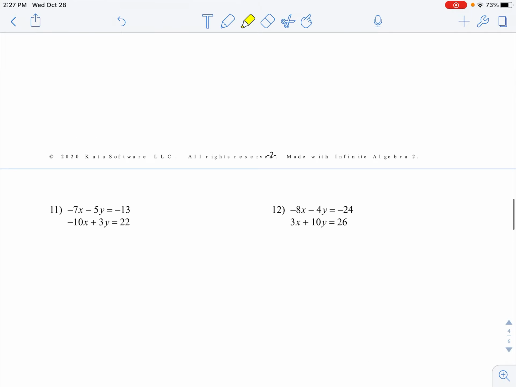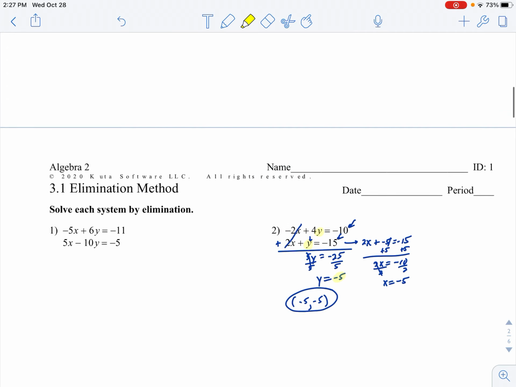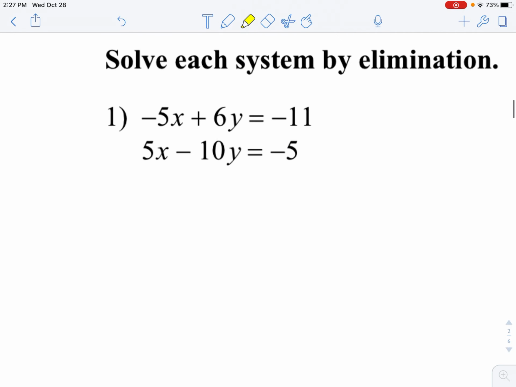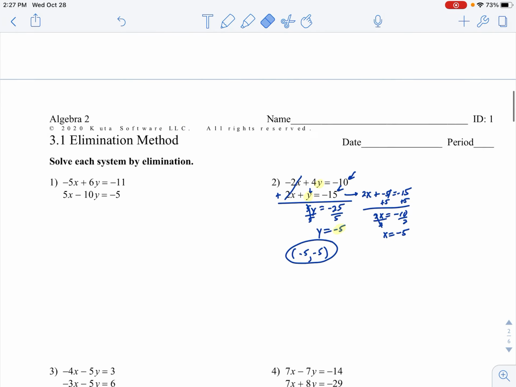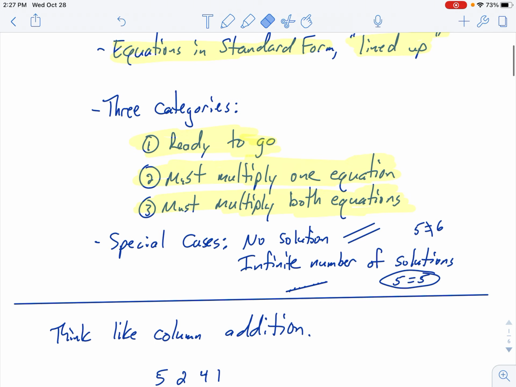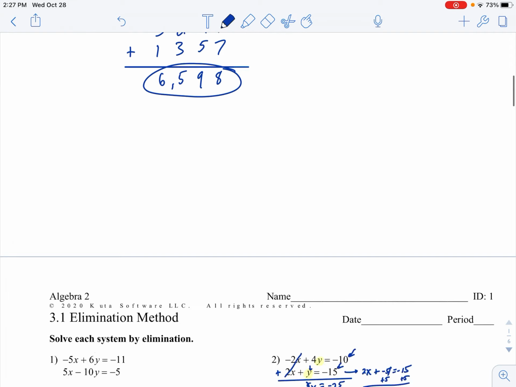Okay, let's do number 1. Can you see how the negative 5x plus 5x, those are going to cancel each other out? So problems 1 and 2 are what I called ready to go. You just add them up and it works out pretty directly.